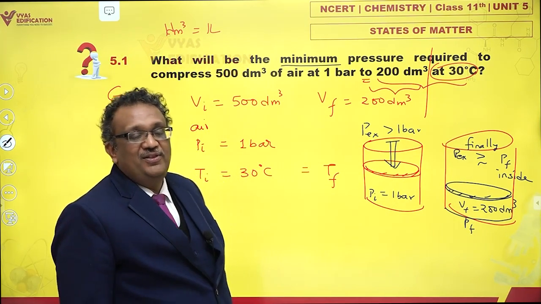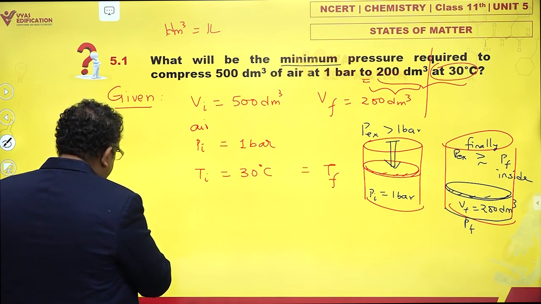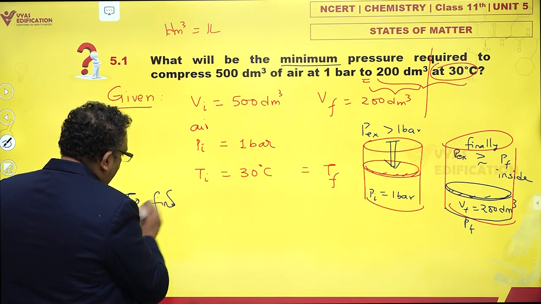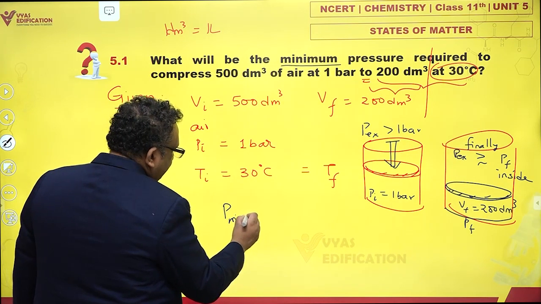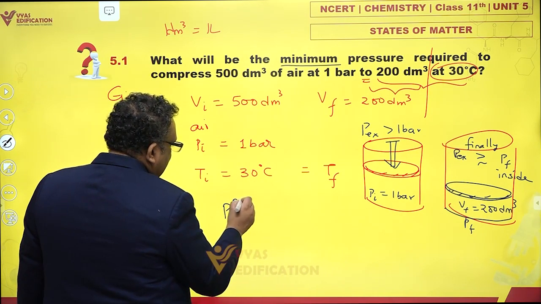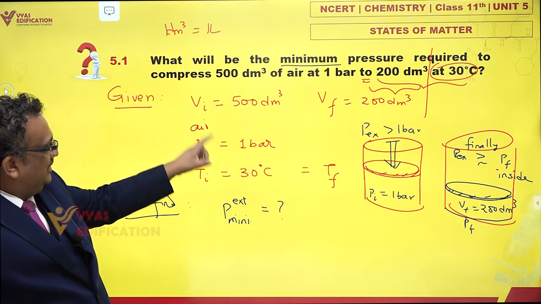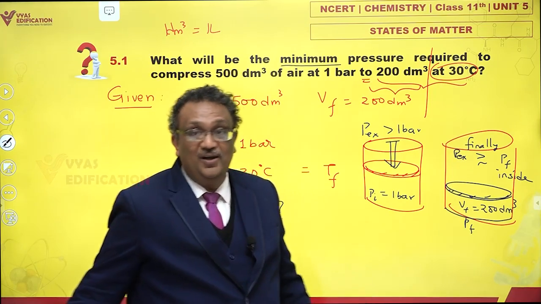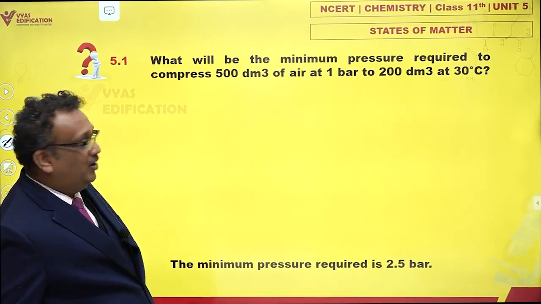And once we are clear with this idea, temperature is constant, so we apply Boyle's law. We have to find P minimum, or this is external. This is what is given and asked, but we have discussed and we have understood also a little part of what we need to do, and now we will execute that idea. How shall we do it?